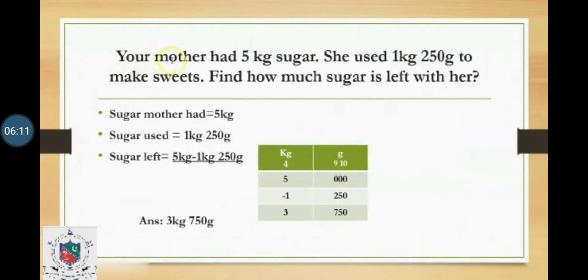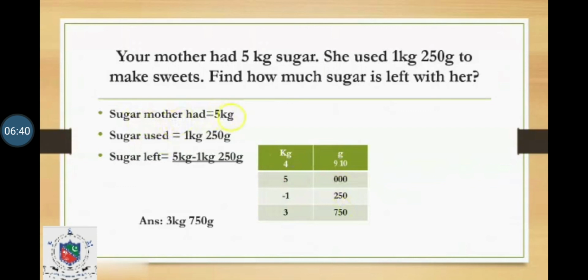Let's take one more example. Your mother had 5 kg sugar. She used 1 kg 50 gram to make sweets. And we have to find how much sugar is left with her. So now what is the second step, dear students? Yes, to make a plan. So what is our plan? So here the plan is to subtract.